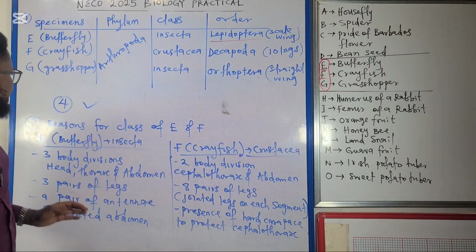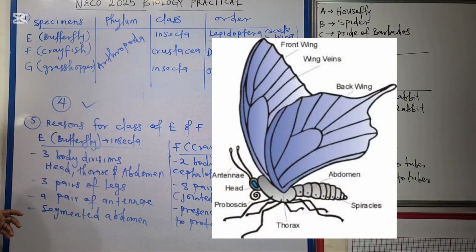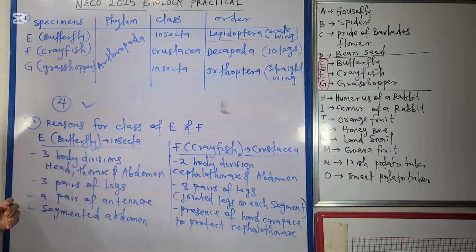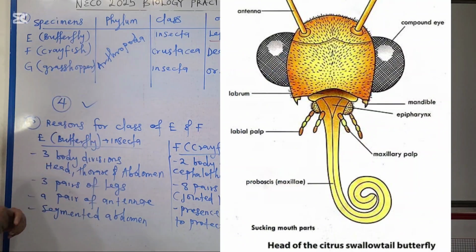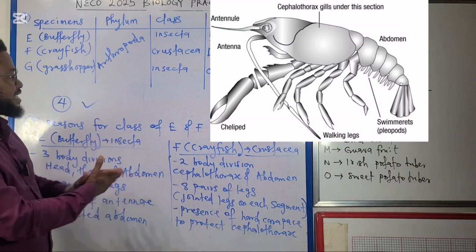Now, the reasons why we are classifying specimen E, that's the butterfly, as Insecta. If you look at the diagram on your screen, it has 3 body divisions: the head, the thorax, and the abdomen. It has 3 pairs of legs. I've said that before. It has a pair of antennae, and it has a segmented abdomen. In fact, if you observe with the hand lens, you will see that the butterfly has a long proboscis for sucking nectar, that's a sucking mouthpart. That's why we are classifying specimen E into the class Insecta.